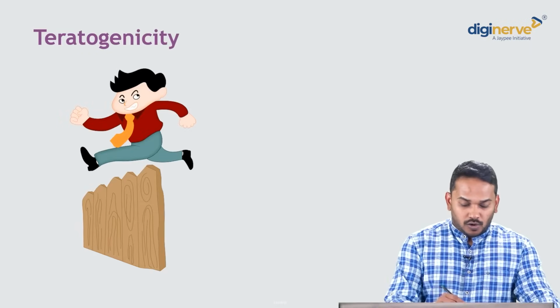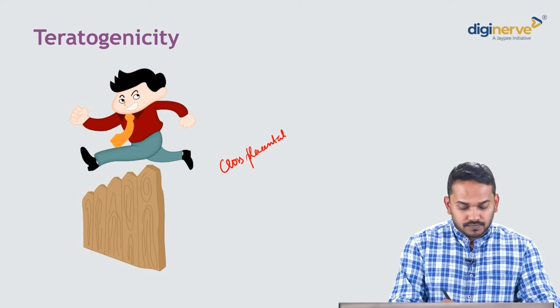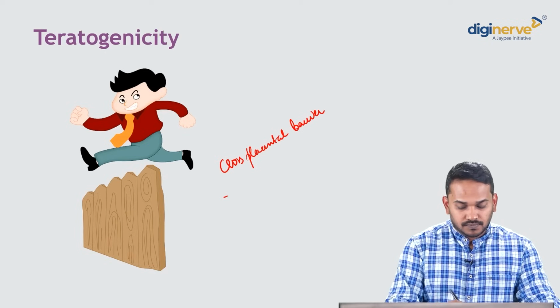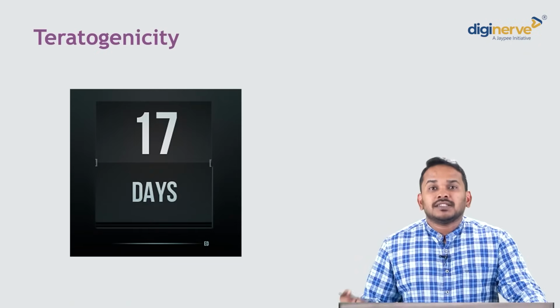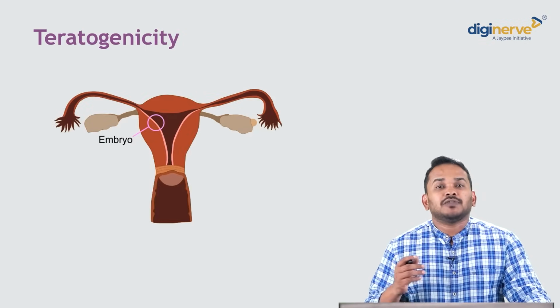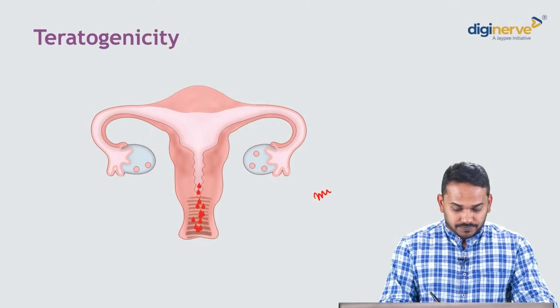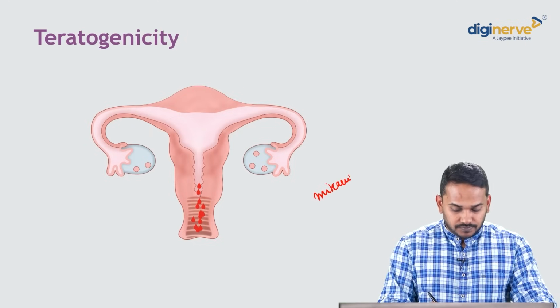The next type of adverse drug reaction is teratogenicity. While we are using drugs in pregnancy, we should be very cautious because drugs can cross the placental barrier. If drugs are consumed in the initial 17 days of conception, a period that includes fertilization and implantation, and teratogenic drugs are administered during this time, this can result in miscarriage. And this might go unnoticed.